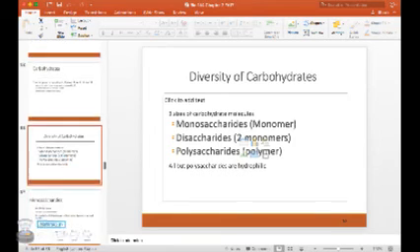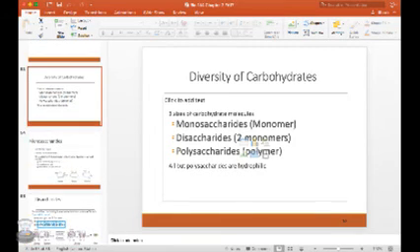So we've got different sizes of carbohydrates. We've got small ones, monosaccharides, we've got disaccharides, which are a little bigger, and then we've got polysaccharides, which are much bigger. And most of them are going to be hydrophilic. Most of them are going to really like water.